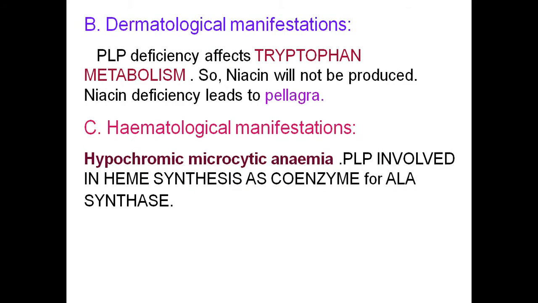And dermatological manifestations: pyridoxal phosphate deficiency affects tryptophan amino acid metabolism, resulting in defective synthesis of niacin. Niacin deficiency can lead to pellagra. So dermatological manifestations are also seen in deficiency of pyridoxal phosphate. Now hematological manifestations: hypochromic microcytic anemia is seen in pyridoxal phosphate deficiency, because pyridoxal phosphate is involved in heme synthesis as coenzyme for the ALA synthase enzyme.